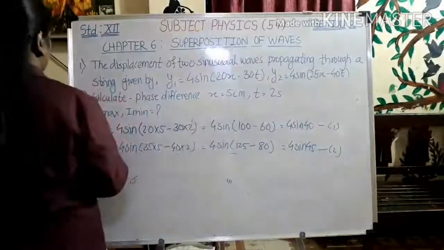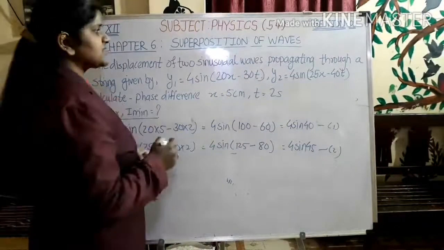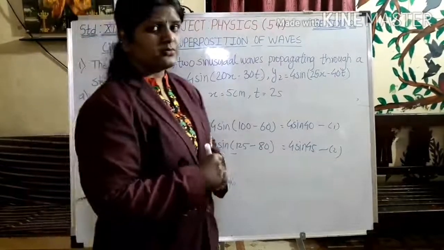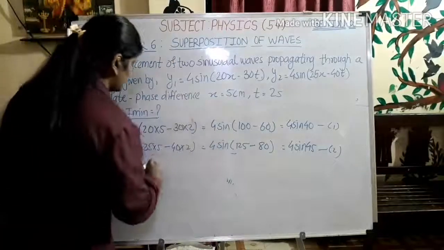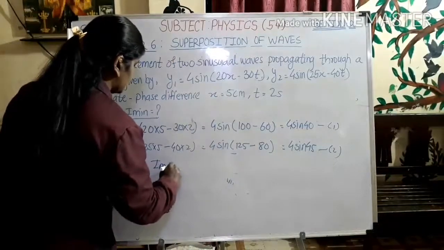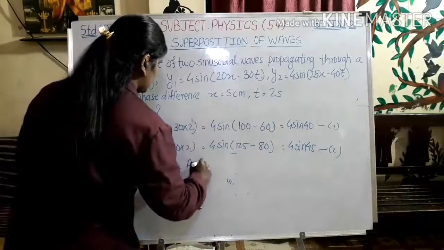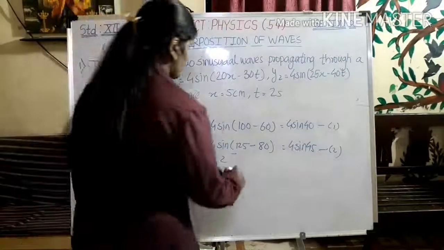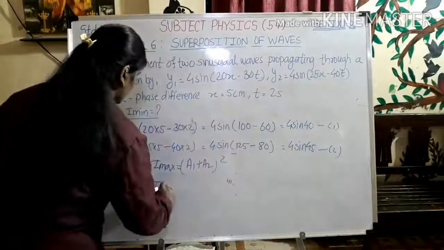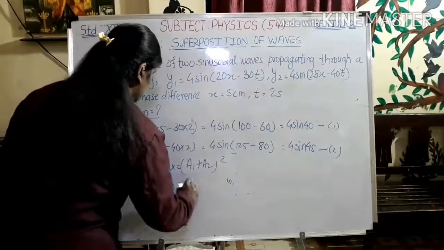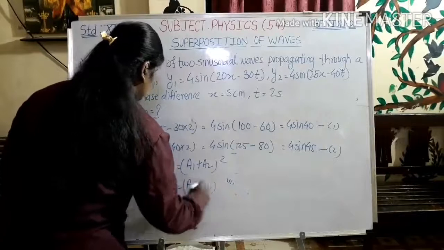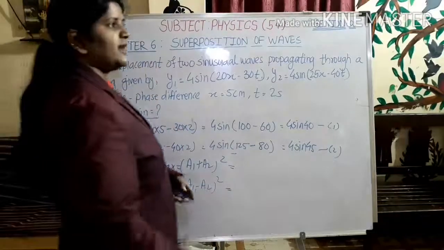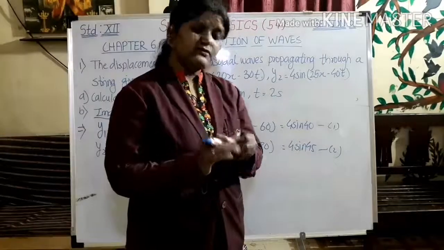What we are going to find out here: Imax and Imin that you are going to find out. Right now, before this numerical, I have written the Imax formula. What was that? It was (A1 plus A2) whole square. Is it right? And what was Imin? It was (A1 minus A2) whole square. Am I right? Yes.